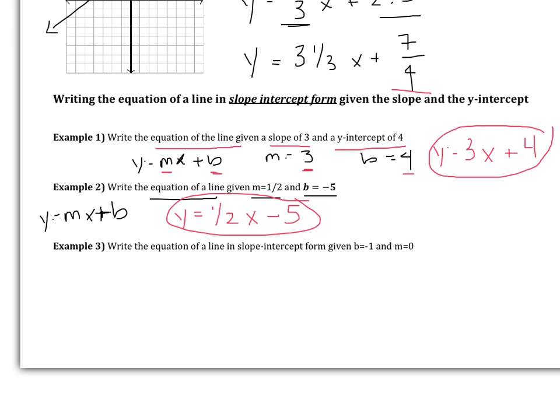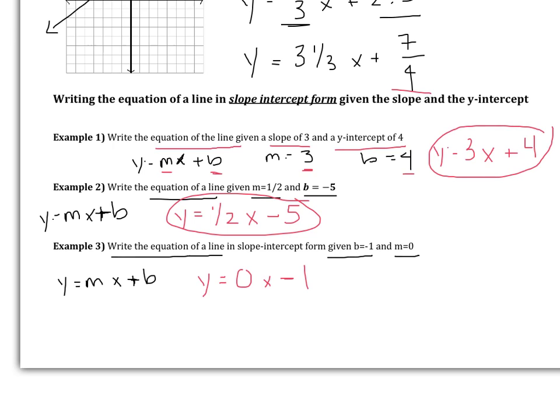All right, one more. Write the equation of a line in slope-intercept form, given a b of negative 1 and an m of 0. I keep writing the equation of a line, and you should as well, because the more times you write something, the more likely you are to remember it, and you want to use that as a reference. So y equals mx plus b. I'm going to plug in my m and my b. So y equals an m of 0, x, minus 1, since b is negative 1.